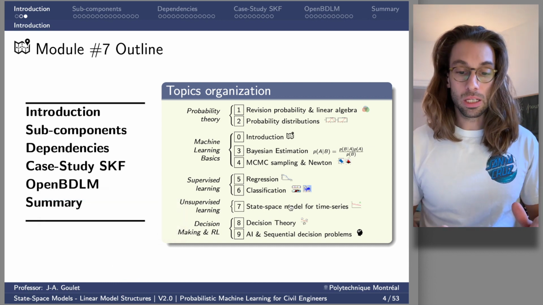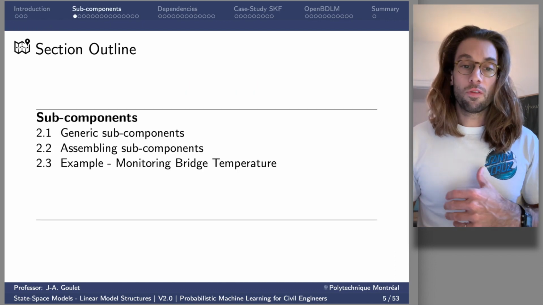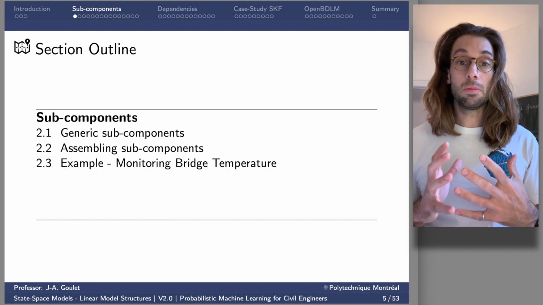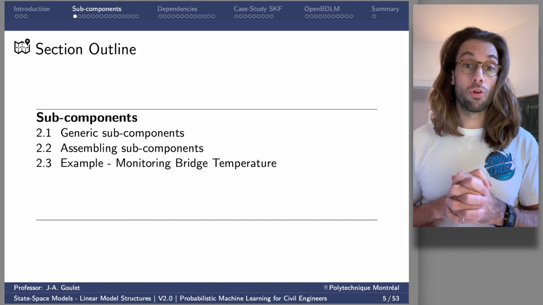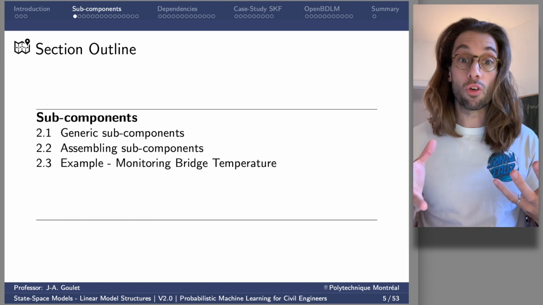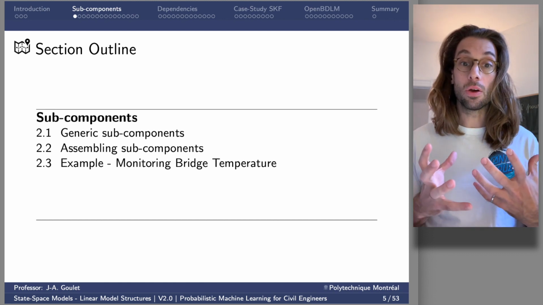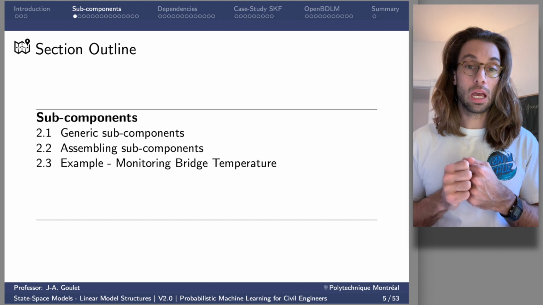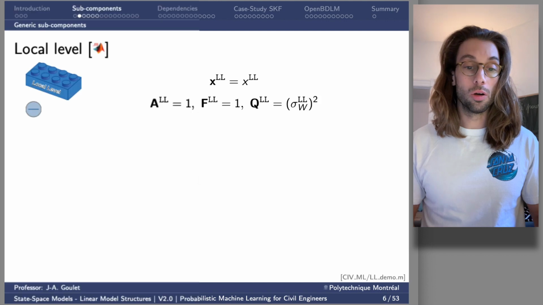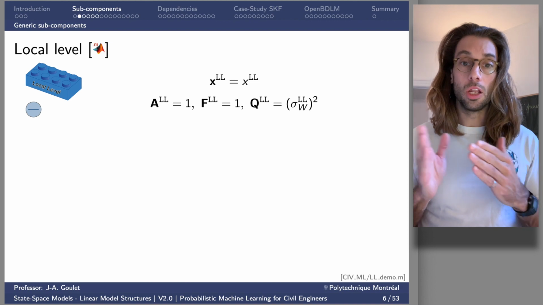So we're here in the second part of state space models for time series. For subcomponents, first we're going to see multiple generic subcomponents that can be used to create models for time series. Then, once we've created the formulation for these individual building blocks, we're going to see how we can assemble them together to create the complete model. We're going to look at that through an applied example where we're monitoring the temperature recorded on a bridge. So the first block that is in almost every model is the local level.